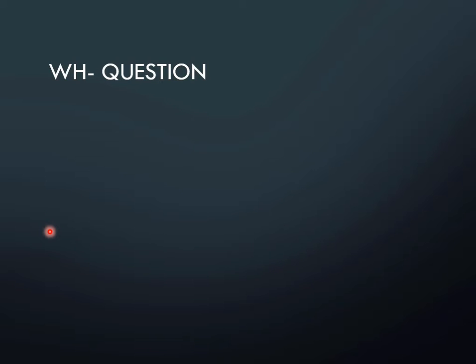WH question means that you should start your question with what, where, when, how, whose, why. These are the WH words that we use to make a question. Look at the example in the active voice. This question is an active voice question with the WH word in the present simple. What does your father watch every day? Yes. How do we make this question?